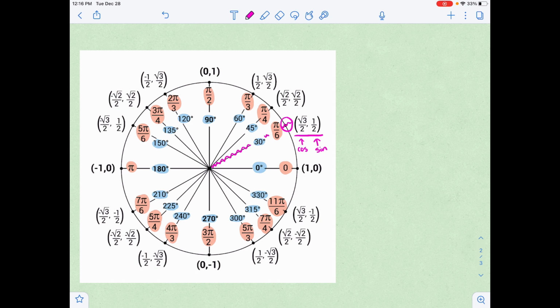Now, if you look at this diagram, you may notice something. You may notice a common pattern, and that is all of the angles with the same denominator have the same set of coordinate points, but with different signs depending on what quadrant the point lands in.